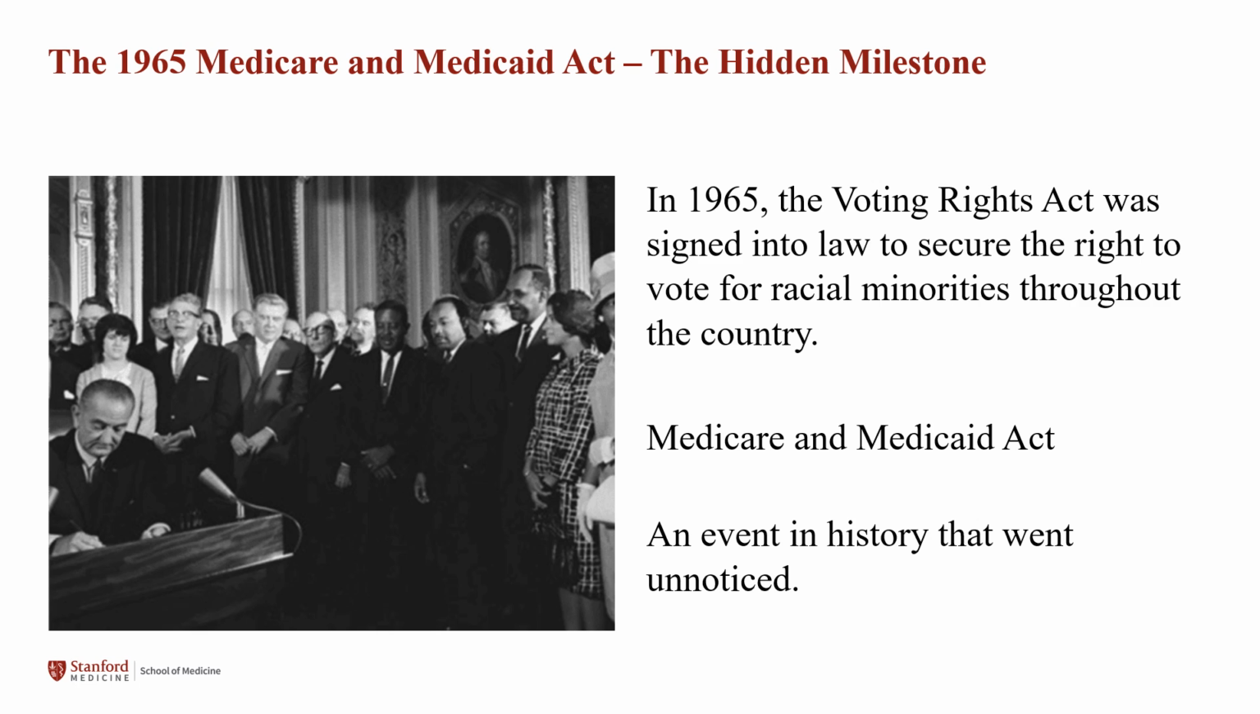In 1965, the Voting Rights Act was signed into law to secure the right to vote for racial minorities throughout the country. Additionally, the Medicare and Medicaid Act was passed in the same bill. This hidden milestone made it illegal to provide federal funding to any hospital or medical practice that excluded racial and ethnic minorities. However, the regulation was not enforced, and most Blacks still received medical services from poorly funded public hospitals and clinics. This event went unnoticed in history.